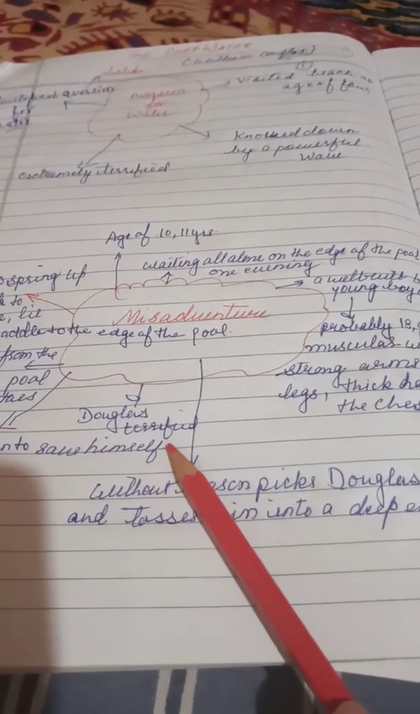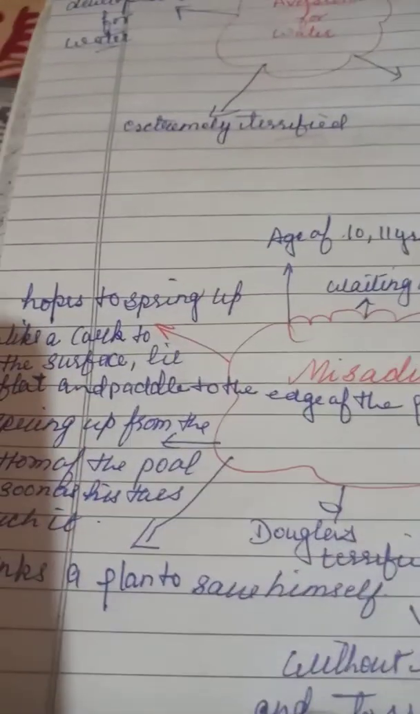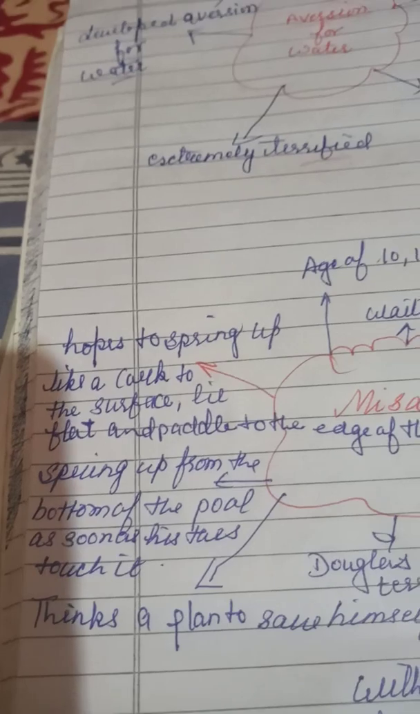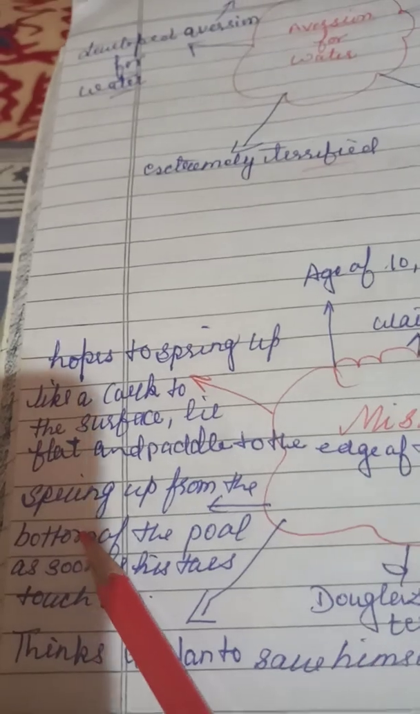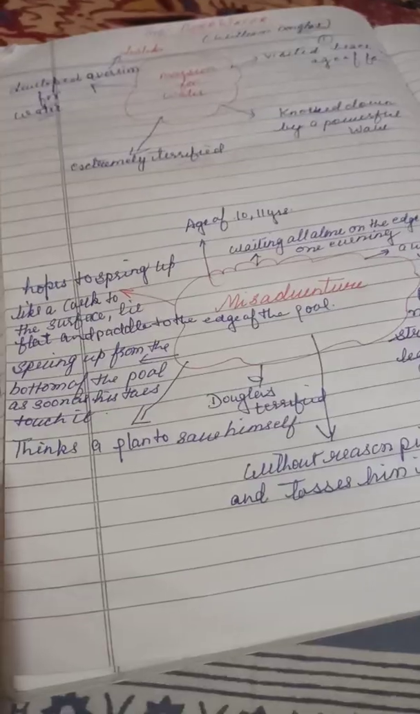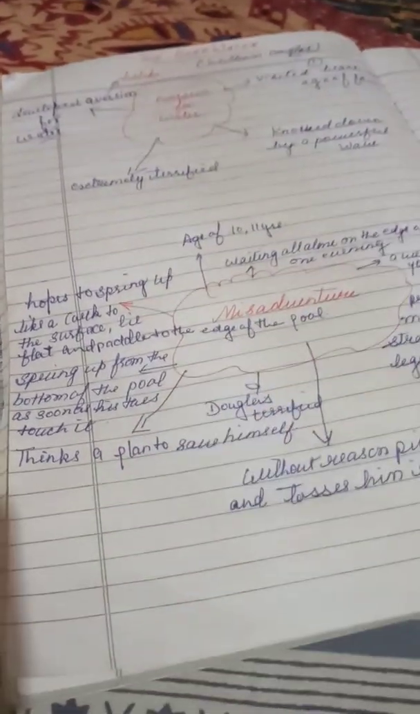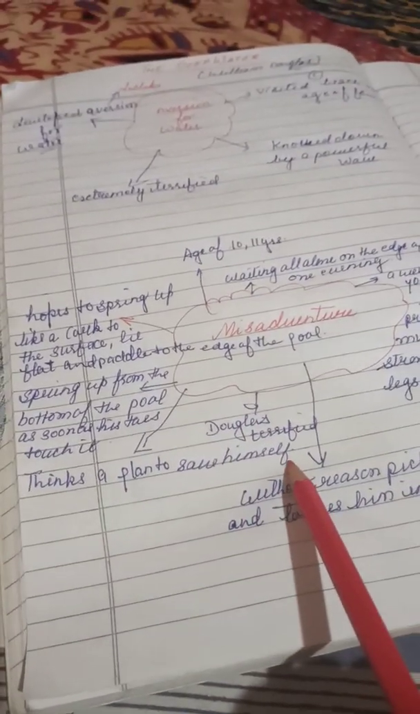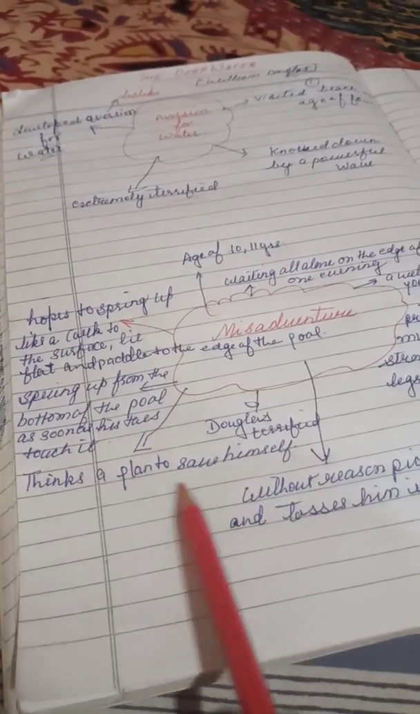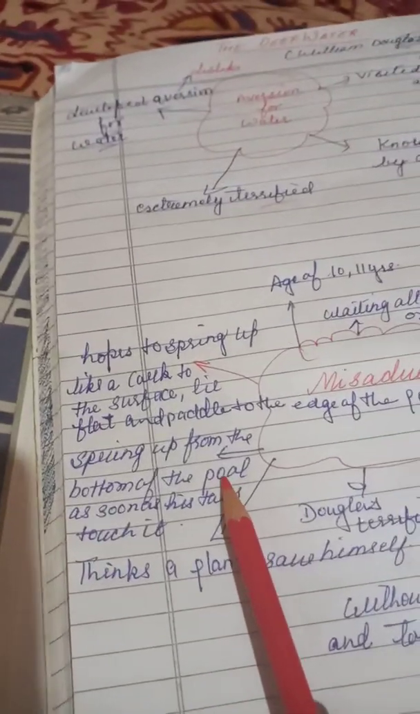Douglas was so terrified that he started making a plan how to come out of it, how to save himself from the depth of the water. When he was going into the depth of the water, he was making a plan. He was thinking what to do and how to save himself. Although he was terrified, still he was planning as he was going inside the depth of the water.